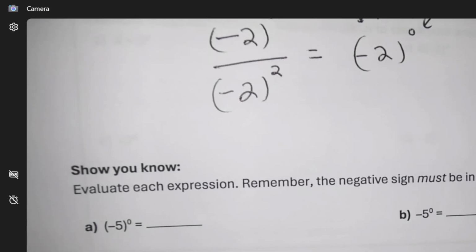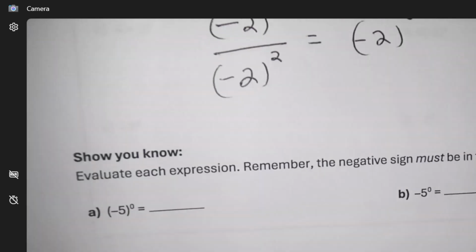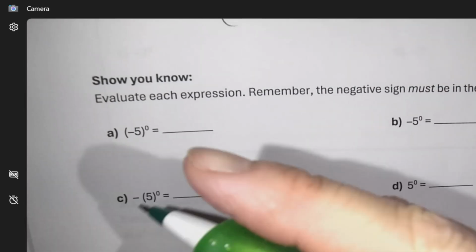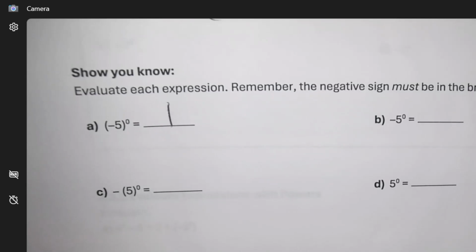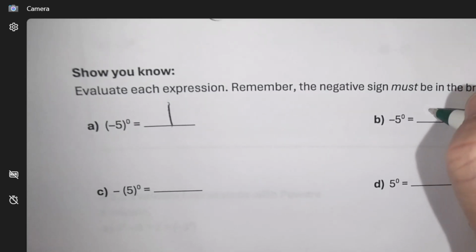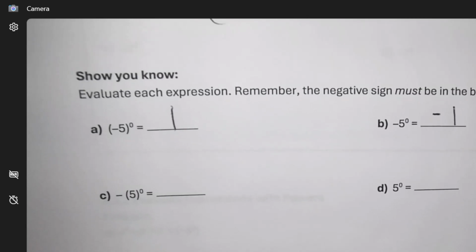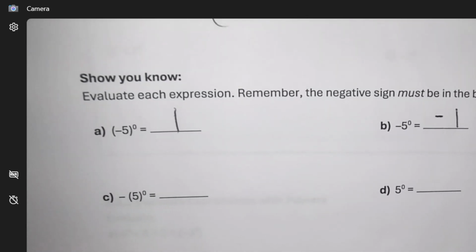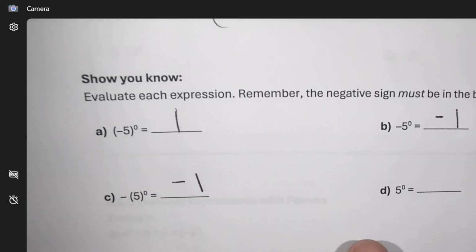Okay, so here you go. Last little section. I got 30 seconds left. What's the answer to A? 1. What's the answer for B? -1. Because the negative, is it involved in the exponent or is it after? After. What's C? -1. It's not applying.